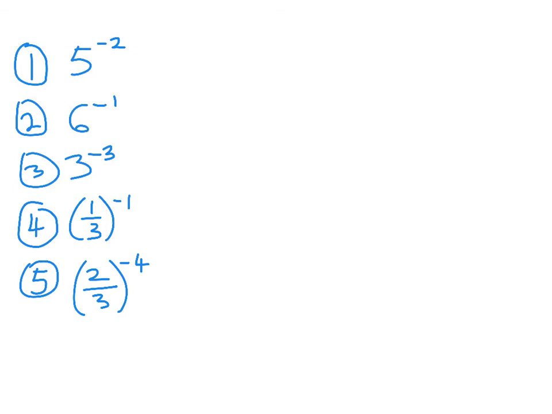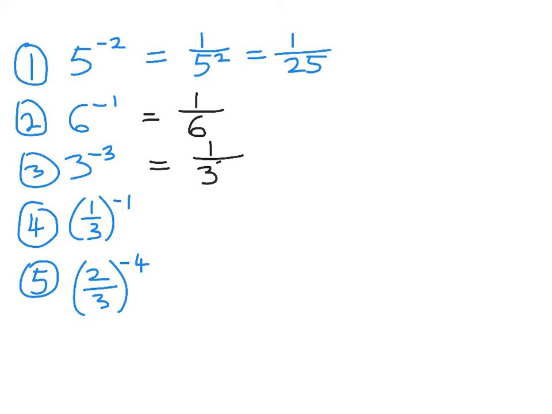Okay, these are 5 for you to try. Please do them in your book so that I can check them, and then I'm going to go through the answers. Right, so the first one, 5 to the negative 2, is 1 over 5 squared, which is 1/25. 6 to the power of negative 1 is 1 over 6 to the power of 1. 3 to the negative 3 is 1 over 3 cubed, which is 1 over 27.